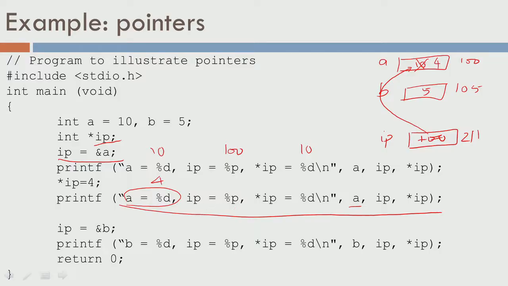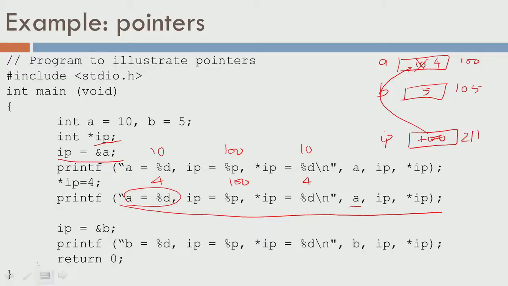ip is still address 100, ip has not changed. So, this will still be 100. And star ip means take the address contained in ip, chase that pointer, and find out the value, which is 4. So, this will also print 4. Star ip and a contain the same value. So, so far so good.